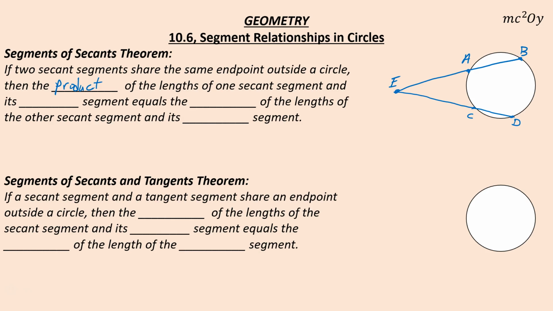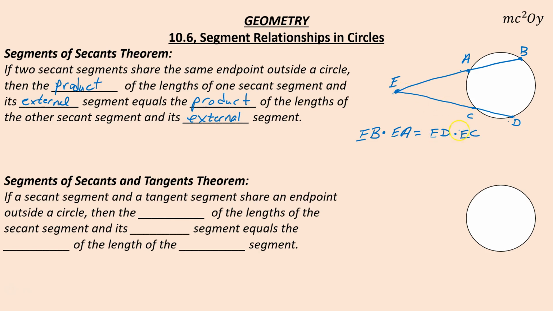of the lengths of one segment and its external segment equals the product of the lengths of the other segment and its external. That's supposed to be an external segment there. Boy, I'm having a hard time writing that. Okay, so really what that says is EB, the segment, times its external, EA, is equal to the segment, ED, times its external, EC.